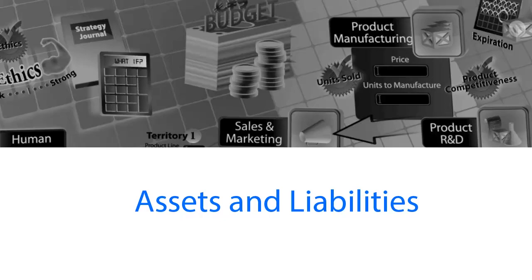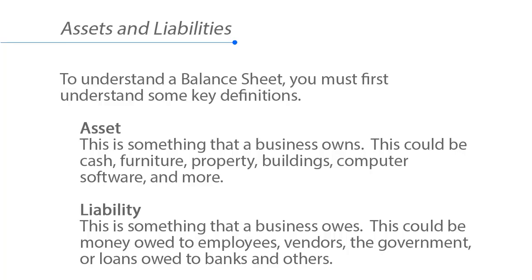Assets and liabilities. To understand a balance sheet, you must first understand some key definitions. An asset. This is something that a business owns. This could be cash, furniture, property, buildings, computer software, and more.